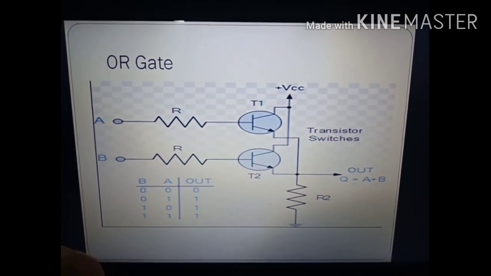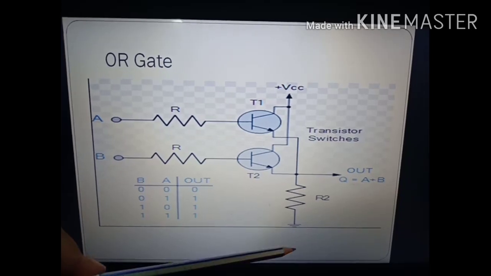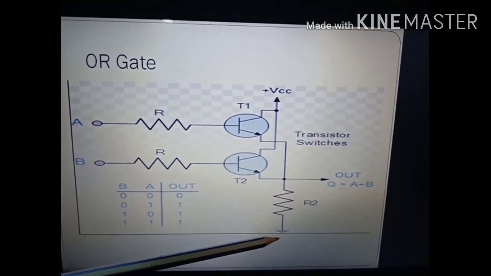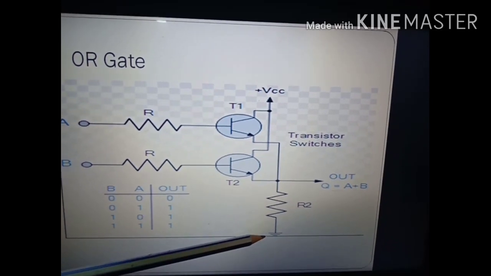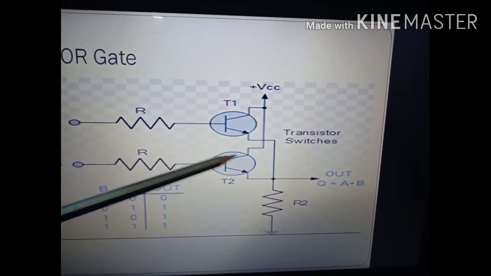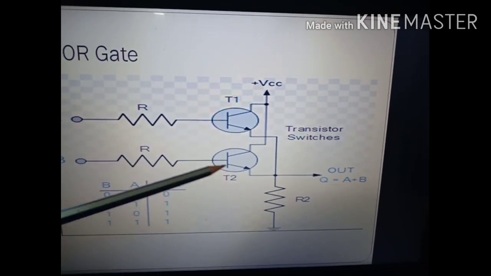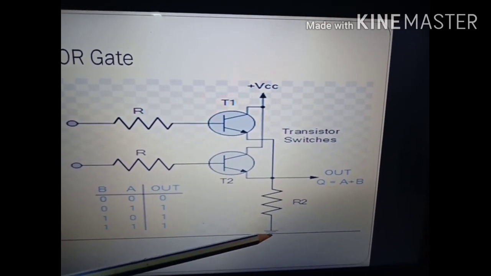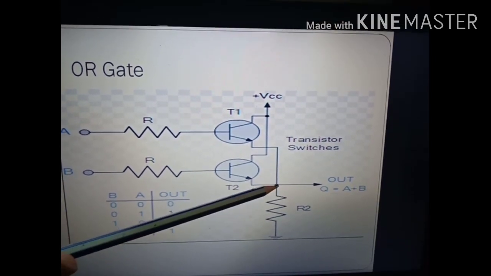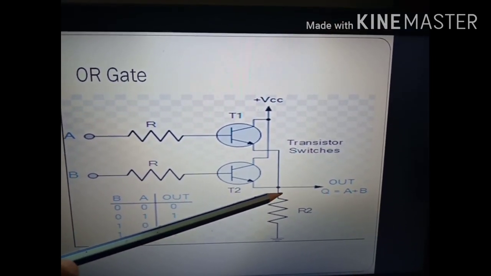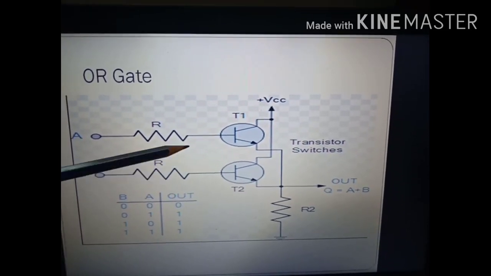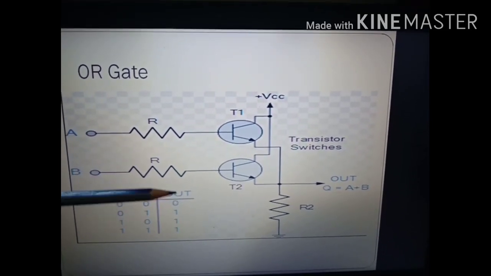We can see that this is the ground point. The potential of the ground point is 0 volt. In this case, both transistors are in the off state. The 0 voltage here will reflect in the output, because we know that when IB, that means the current passing through the transistor, is 0, so I equals 0.